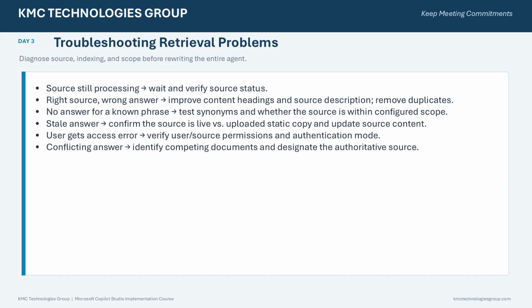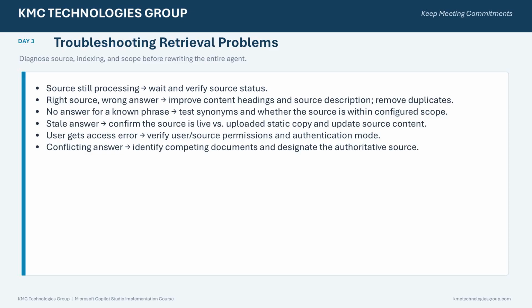When the agent produces a poor answer, don't immediately rewrite the entire agent. Start by diagnosing retrieval. If the source was just added, confirm that processing has completed. If the correct source is selected, but the answer is wrong, improve document headings and source descriptions, and eliminate duplicates. If a familiar question produces no result, try synonyms and verify that the relevant source falls within your configured scope.